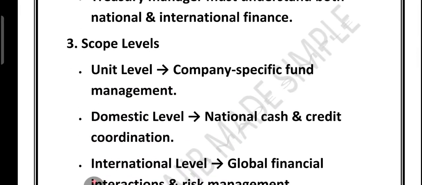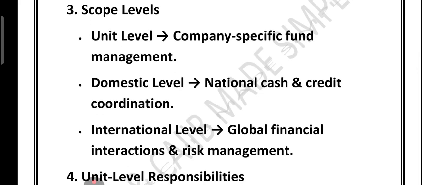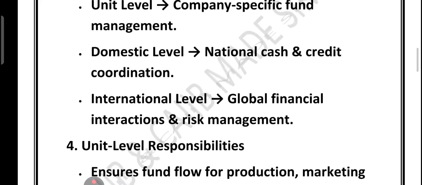If you look at the scope level, the scope of treasury management works on three levels. At the unit level, it means managing fund within the company, making sure that money is available for operation. At the domestic level, it means coordinating fund with the national financial system, or we call it NFS. And at the international level, it means managing global transactions, right? Currency exposure, cross border funding. So these are the three levels of treasury management. Unit level, funding within the company. Domestic level, funding within the national financial system.